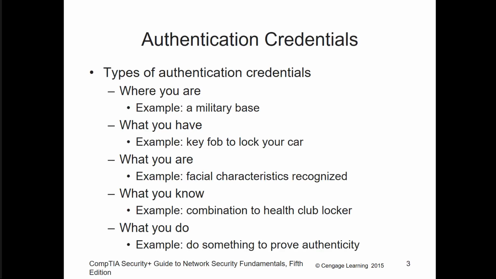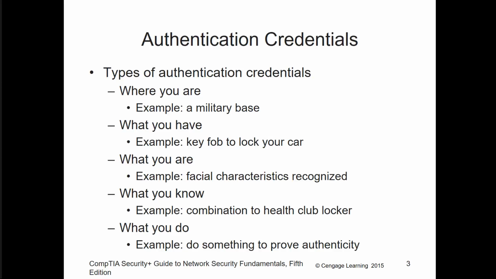So, authentication credentials normally fall in a few different categories. The common three are what you have, what you are, what you know. What you have, something that you physically have, like an ATM card or a CAT card. What you are could be like a biometric, fingerprint, palm print, facial recognition, or iris scan. What you know is going to be like a password.